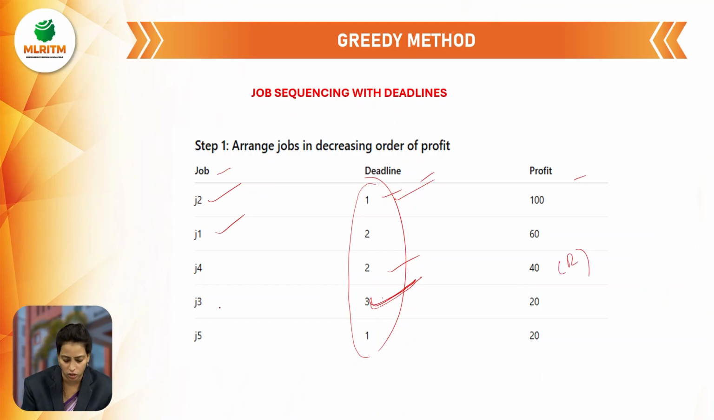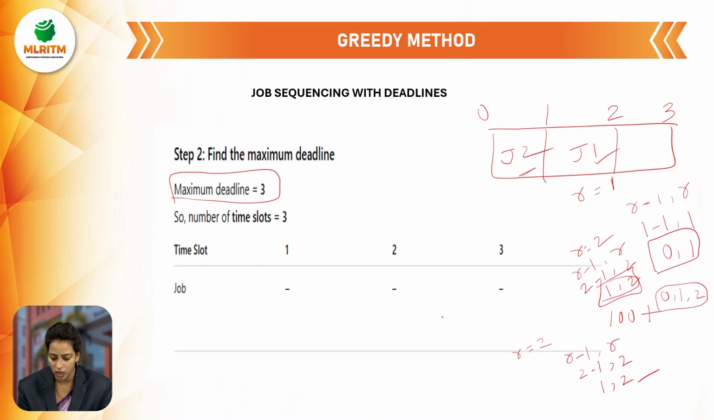Okay, next consider J3. What is the deadline of J3? Deadline of J3 is 3. In this case, what is the value of r? r equal to 3. What is the formula? r minus 1 comma r. 3 minus 1 is 2, so 2 comma 3. Is it free or not? The 2 comma 3 slot is free.